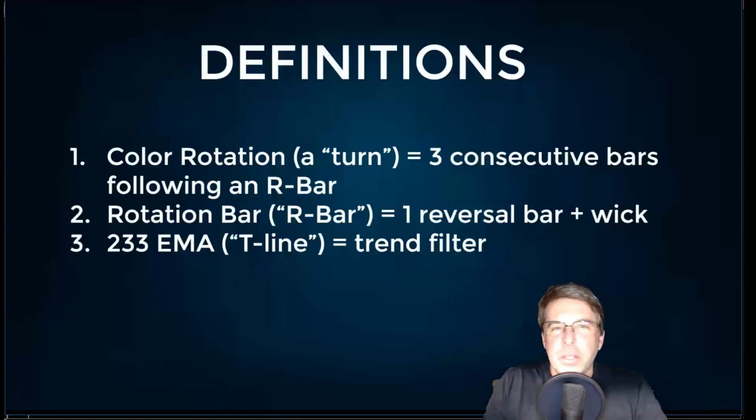Now here are the definitions of our trading strategy. We're going to talk about a color rotation, which we're going to call a turn. That's going to be 3 consecutive bars. I'll explain that a little more in just a moment. And that's going to be following an R bar, okay? The R bar is the rotation bar, 1 reversal bar plus a wick. Again, I'll describe that visually in just a moment. And then you're going to need a 233 EMA, or what we call our T-line or trend filter.